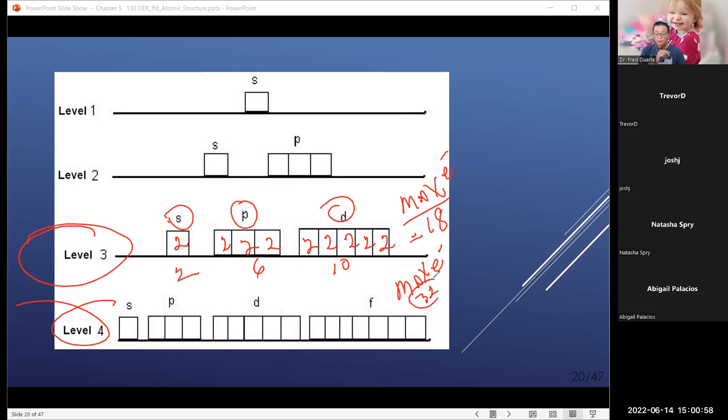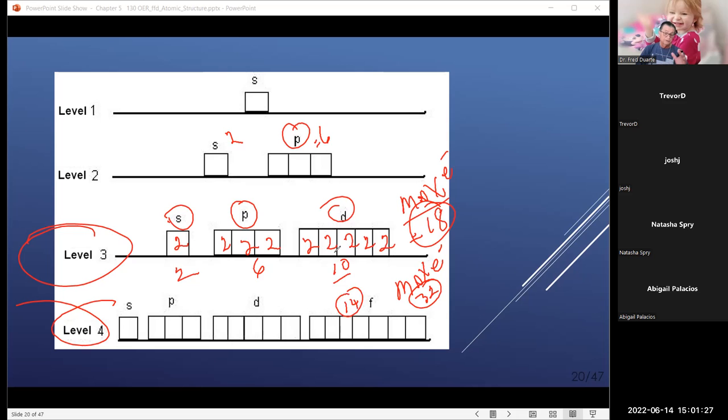For the fourth energy level, the max number of electrons that I can put in here would be 32. Okay. Don't confuse this question with: what is the maximum number of electrons that I can put in the p orbit? Okay, what is the maximum number of electrons can I put in a p orbit? 6, exactly. Okay. And the S max is 2, the D max is 10, and the F max is 14.